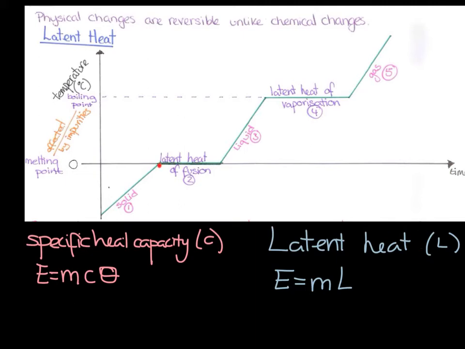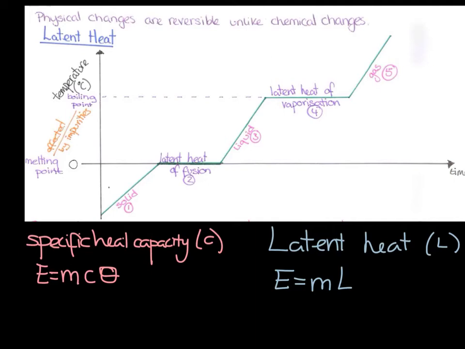Okay, so from here to here we've got no temperature change, so to calculate the energy added to the system here we just need the mass of the substance and the value for the latent heat, and then we can find out the energy added there. And the same for the latent heat of vaporization here. There's no temperature change, so we just need to know the mass of the substance and the latent heat of vaporization, and then we can work out the energy added to the system.